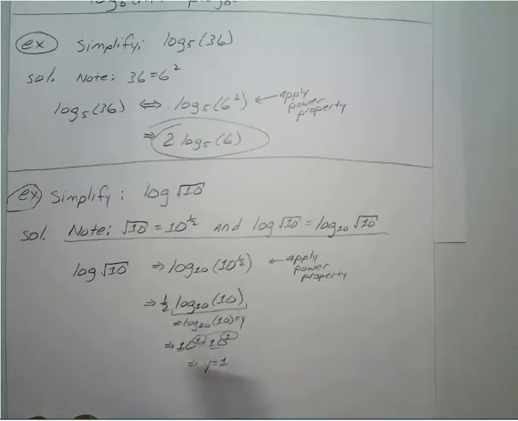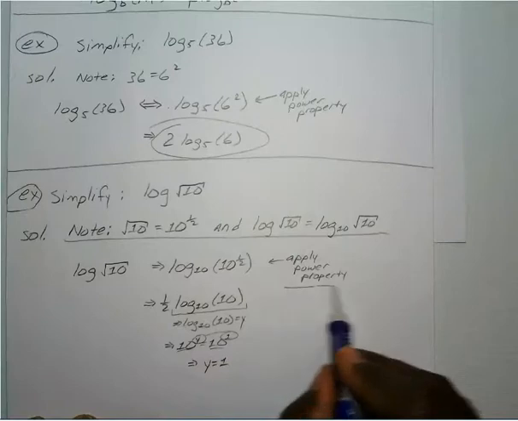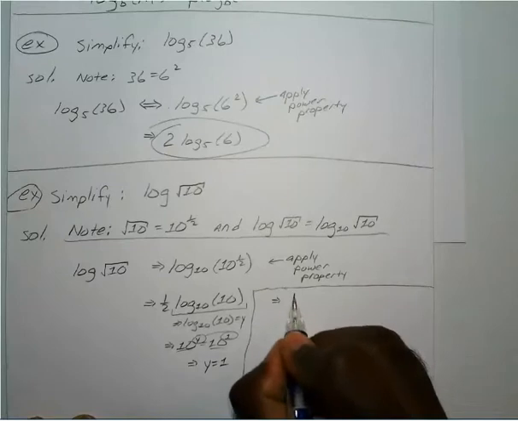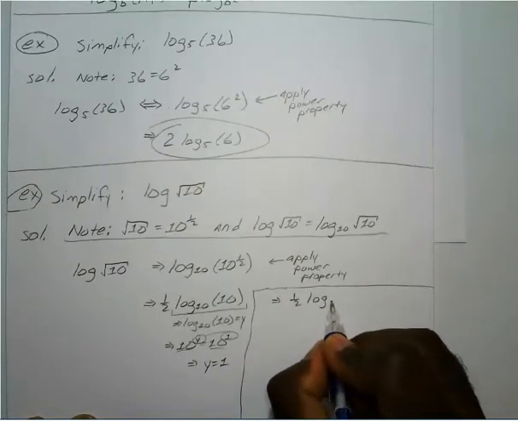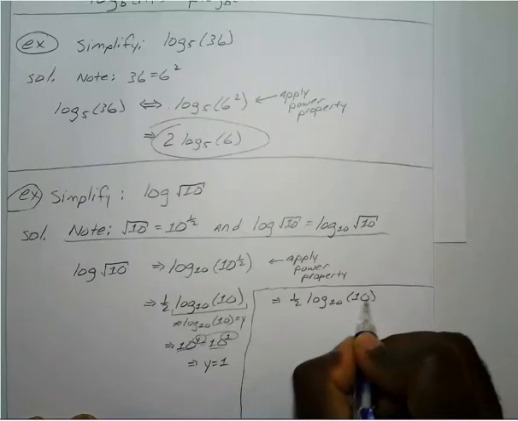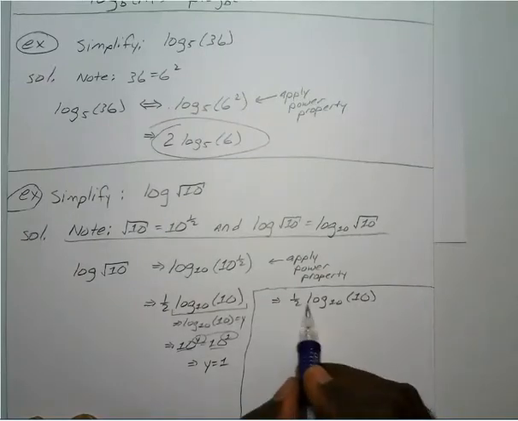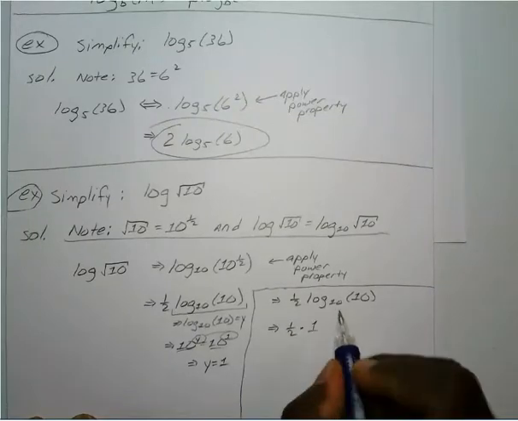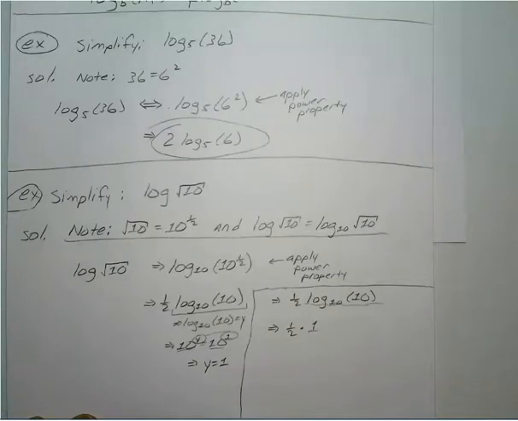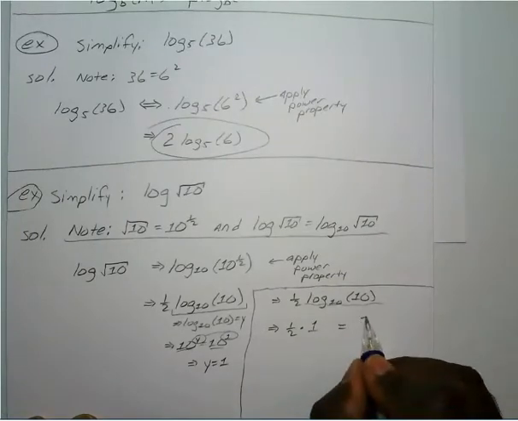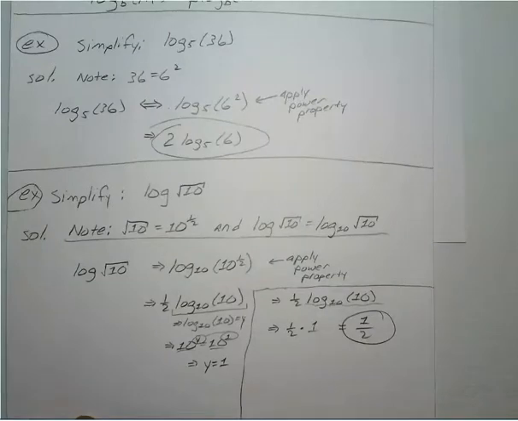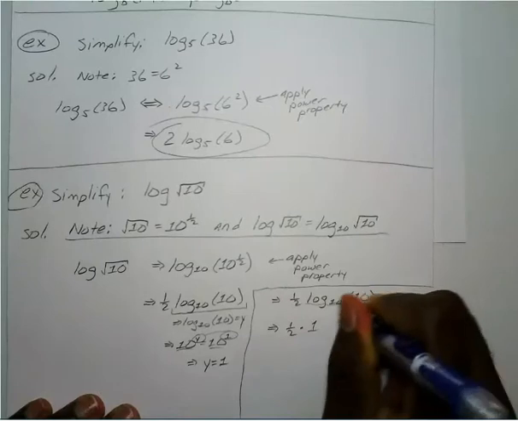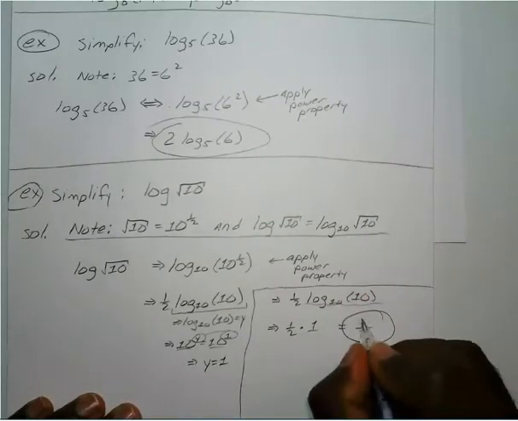Okay, so if we go back to this, just kind of giving you a trail of everything we did. We have 1/2 log base 10 of 10. Then this we realize equals 1, so that becomes 1/2 times 1, since that whole factor here is equal to 1. So our answer is just 1/2. That's our final answer.